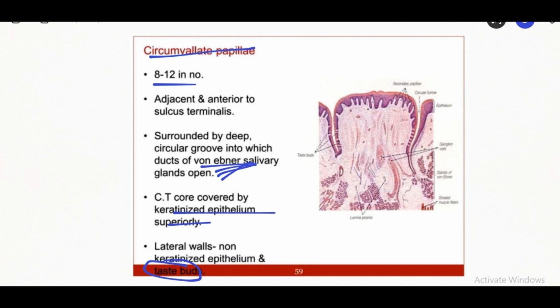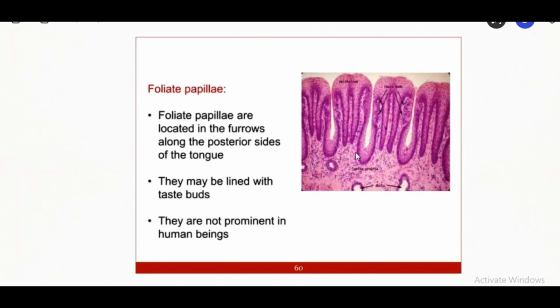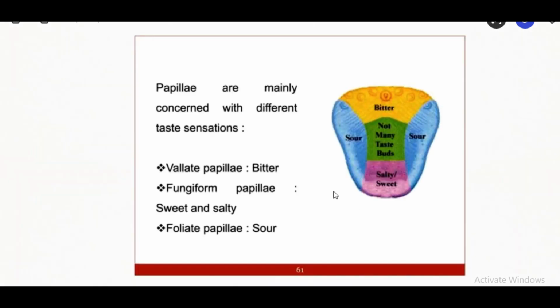The foliate papillae are located in furrows along the posterior side of the tongue. They may be lined by taste buds. They are not prominent in human beings. The circumvallate papilla is for bitter taste. Fungiform papillae give sweet and salty taste. The foliate papillae, sour taste.